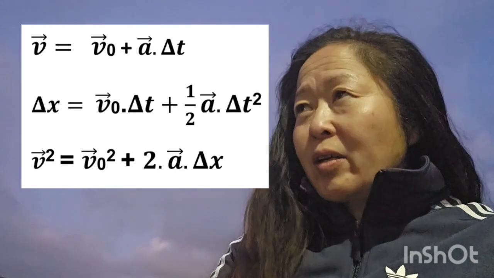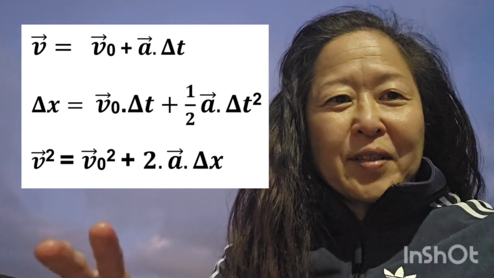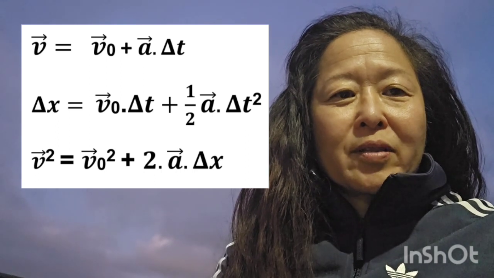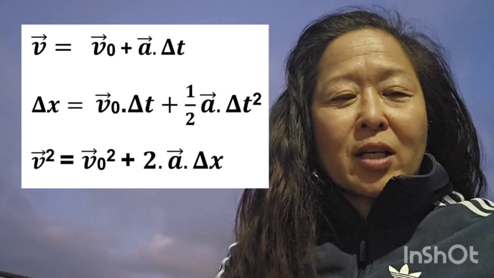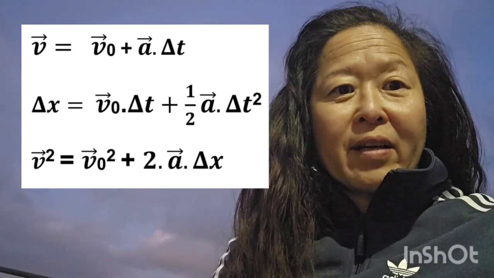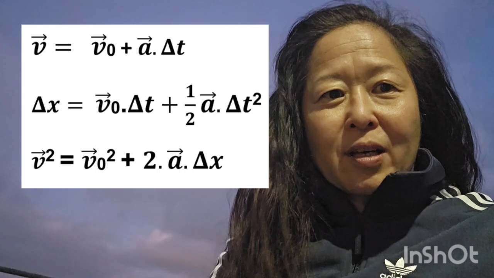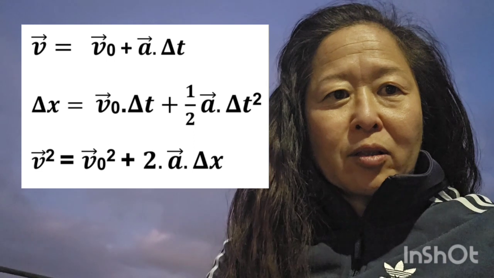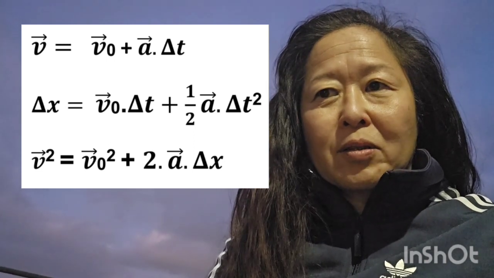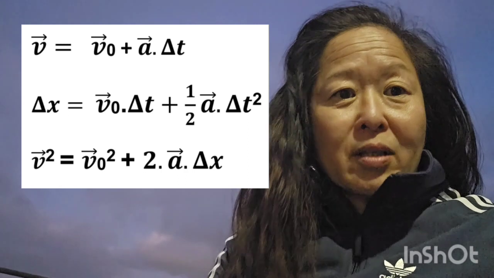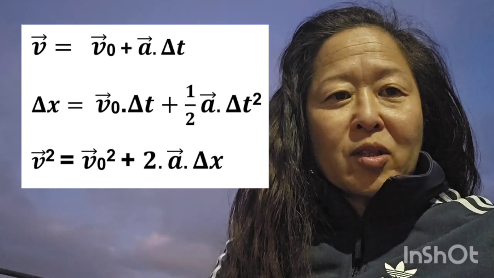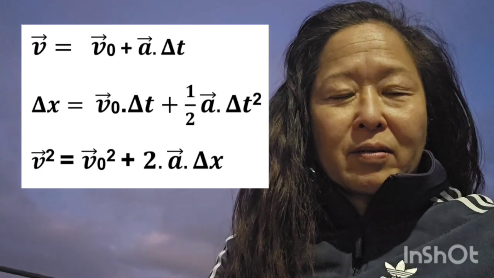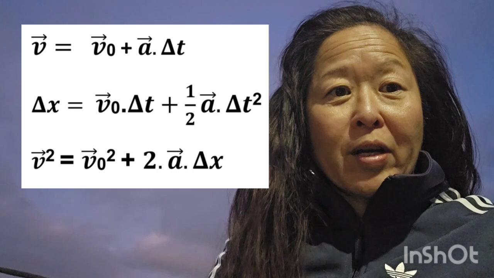Okay, the second one, now it starts to get fun. It's the change in position equals the initial velocity times the change in time plus 1/2 times the acceleration times the change in time squared. So in symbols, it looks like delta x equals v with the arrow 0 times delta t plus 1/2 a with the arrow times delta t squared.